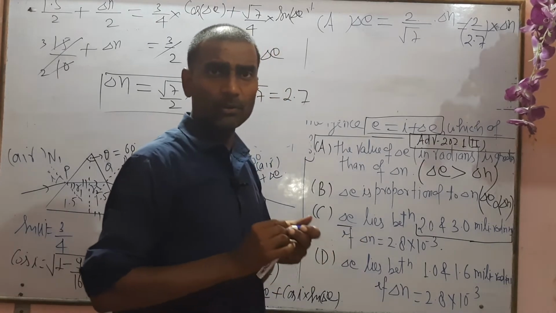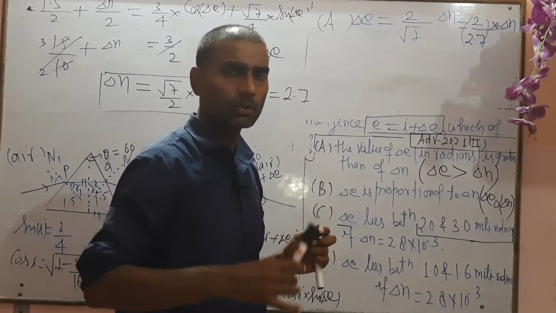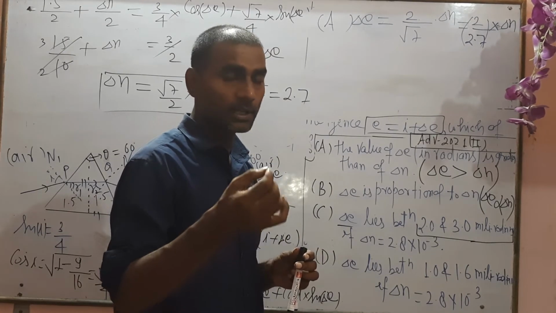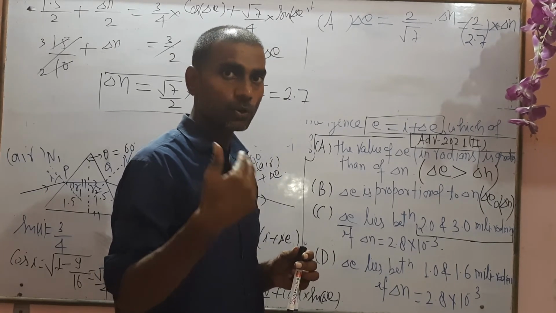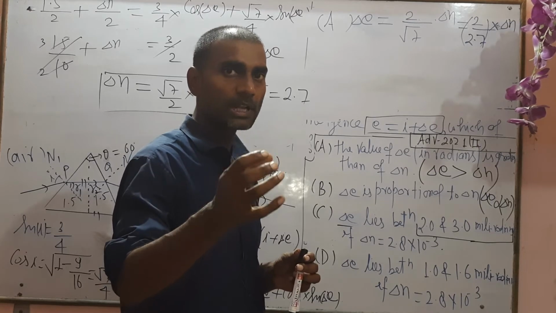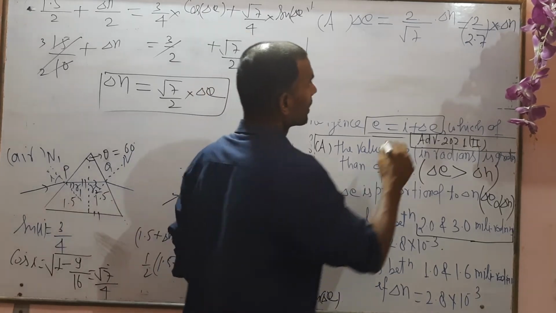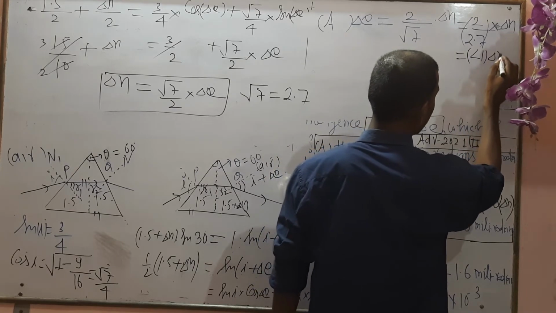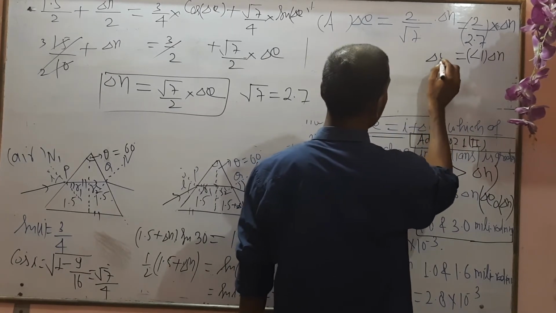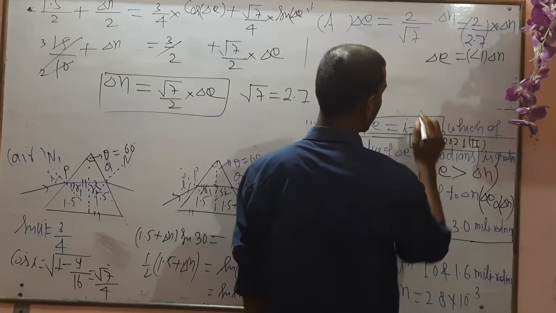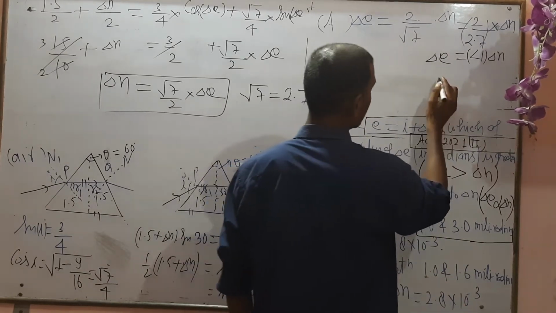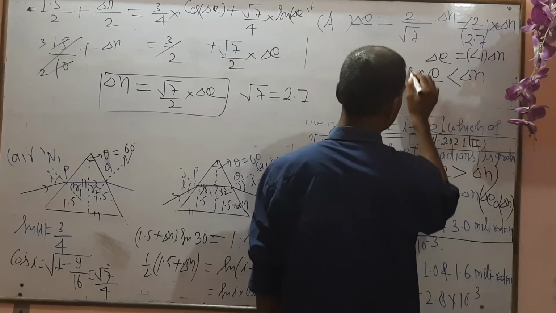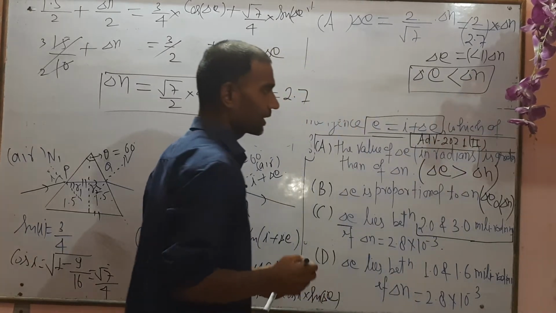2 divided by 2.7 is what? Greater than 1, less than 1, or equal to 1? Because the numerator is less than the denominator, we can say the whole value will be less than 1. So this is less than 1 into delta N, which implies that delta E is less than delta N. So this is the correct information.